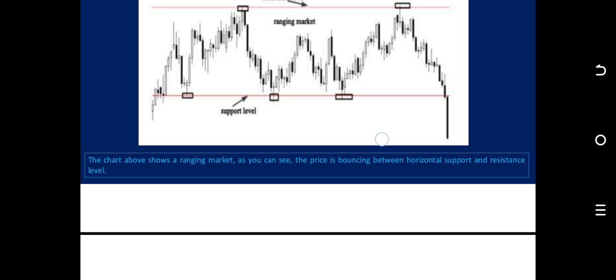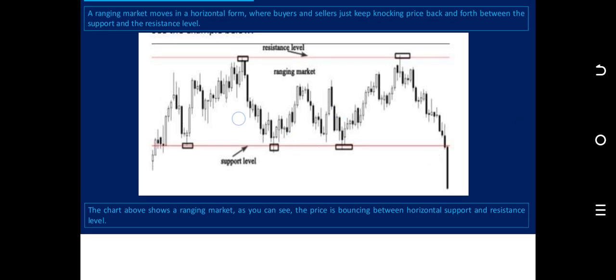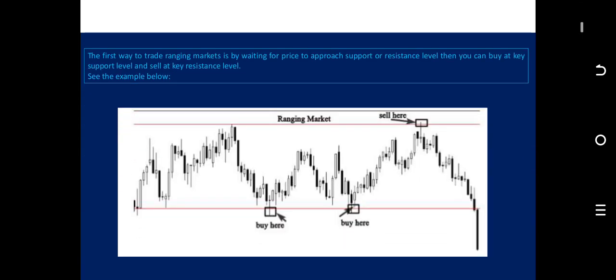So that is how to trade a ranging market, and these are strategies that I'm explaining to you. Now you already know how to trade a trending market, right? When the market is trending, how do you trade it? That is what we have discussed. Now, when the market is ranging, how do you take opportunity? This is what we are discussing now. So these are strategies that you need to know.